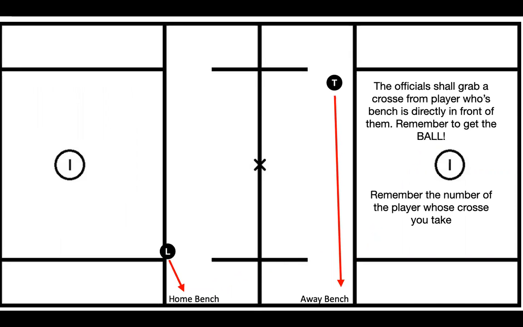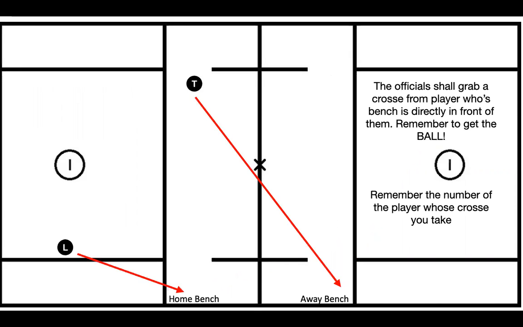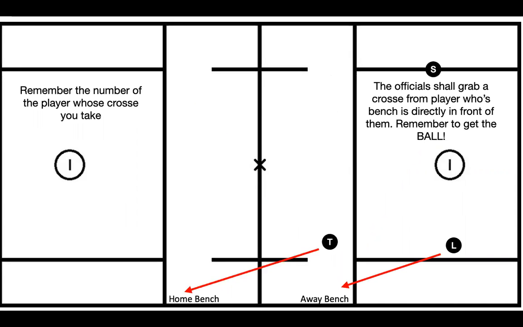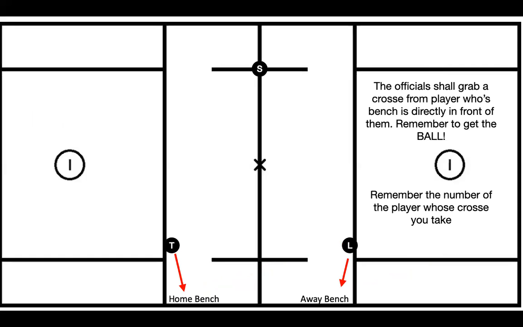Same diagram, officials are in a different spot on the field. You're grabbing the bench that's in front of you. Same thing, grabbing the bench that's in front of you. In the three-man mechanic, though, the single needs to be responsible for grabbing the ball if it's not already close to one of the other officials. Trail's going to grab the home bench, lead's going to grab the away bench. Remember the number of the person you grab. Same diagram as before, you're grabbing the bench that's in front of you.